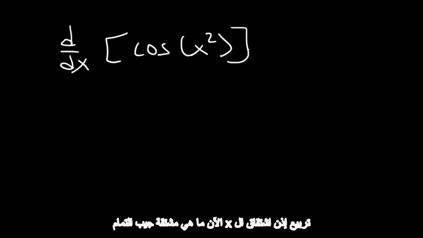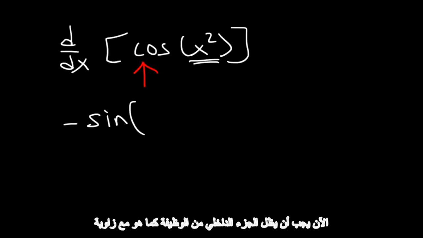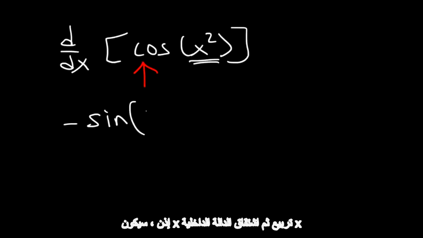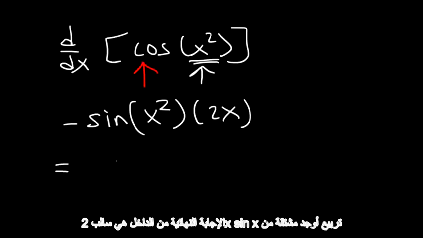Now what is the derivative of cosine x squared? So first, differentiate the outside part of the function, cosine. The derivative of cosine is negative sine. Now the inside part of the function has to remain the same, that is the angle of cosine. So it's going to be x squared. And then differentiate the inside function, x squared, which is 2x. So basically, you're working away from the outside towards the inside. The final answer is negative 2x sine x squared.